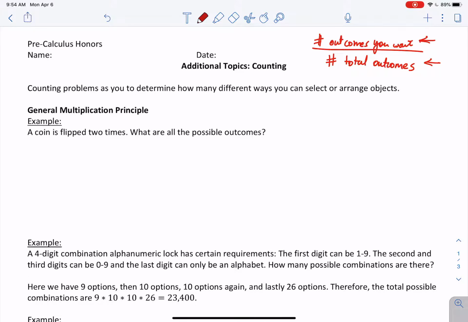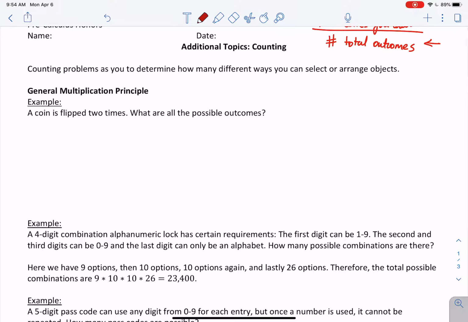So, for example, we have a coin that's flipped 2 times. What are all the possible outcomes? Well, there are a few different ways I can think about this. Either I can just write out all the possibilities. So the first time I could flip a heads and then I could flip another heads. Or I could do a heads and a tails. Or I could do a tails and a heads. Or I could do a tails and a tails. So that's one way I can think about this, and I have four outcomes possible.